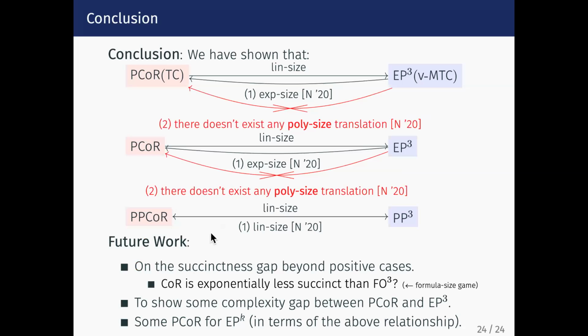So, conclusion: we have shown the expressive power equivalence and the succinctness gap. Future work is to show a succinctness gap beyond positive cases, conversely to show some complexity gap between PCOR and EP3, and also to construct some PCOR corresponding to EPK. So that's all. Thank you.